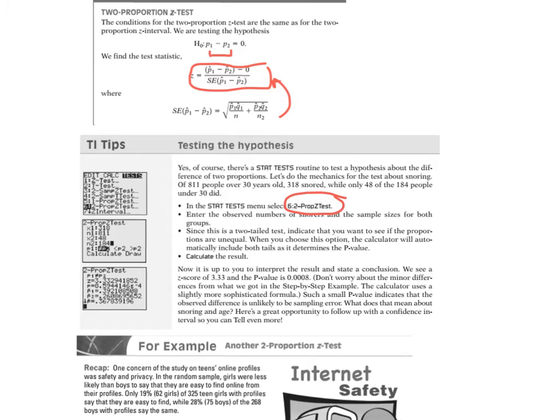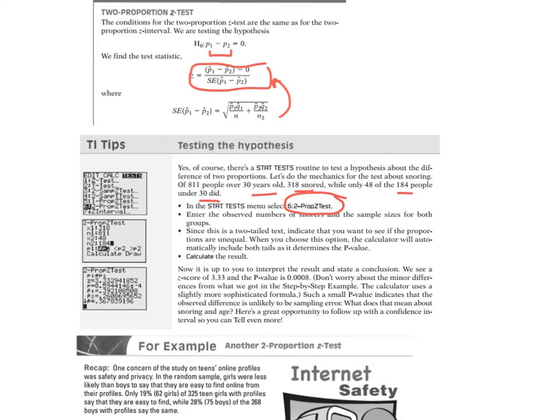So their example was people who are snoring. I apparently snore since I'm pregnant, but it says that 811 people over 30 years old did. 318 snored, of the 811. And then 184 of the people under 30 who did. And that makes sense because younger people tend to snore less. But I want you just to look at the mechanics behind it.